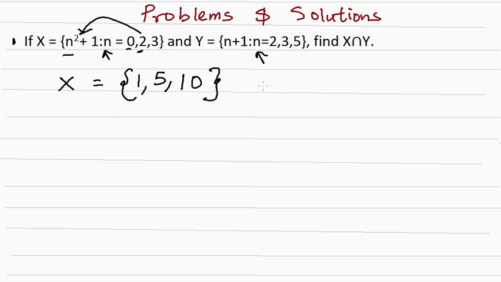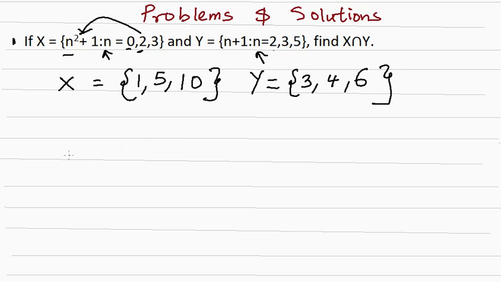Okay, so let's look at that of y. When n is equal to 2, y is going to be equal to 2 plus 1, which is 3. When n is equal to 3, then I will have 4 right here. Then of course I will have 6.